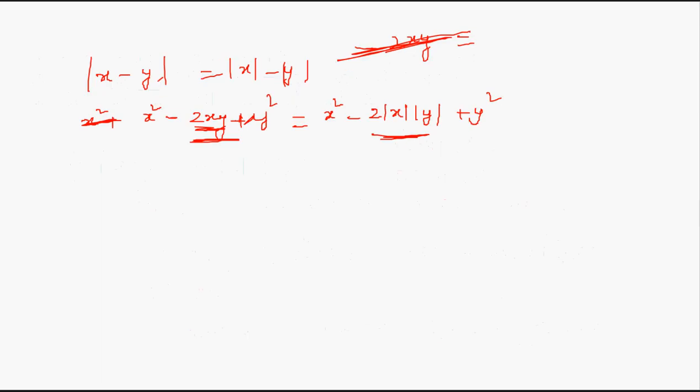Now here, what are x and y in the B part? We have two terms, x square minus 4 and then we have x square plus 2, right?